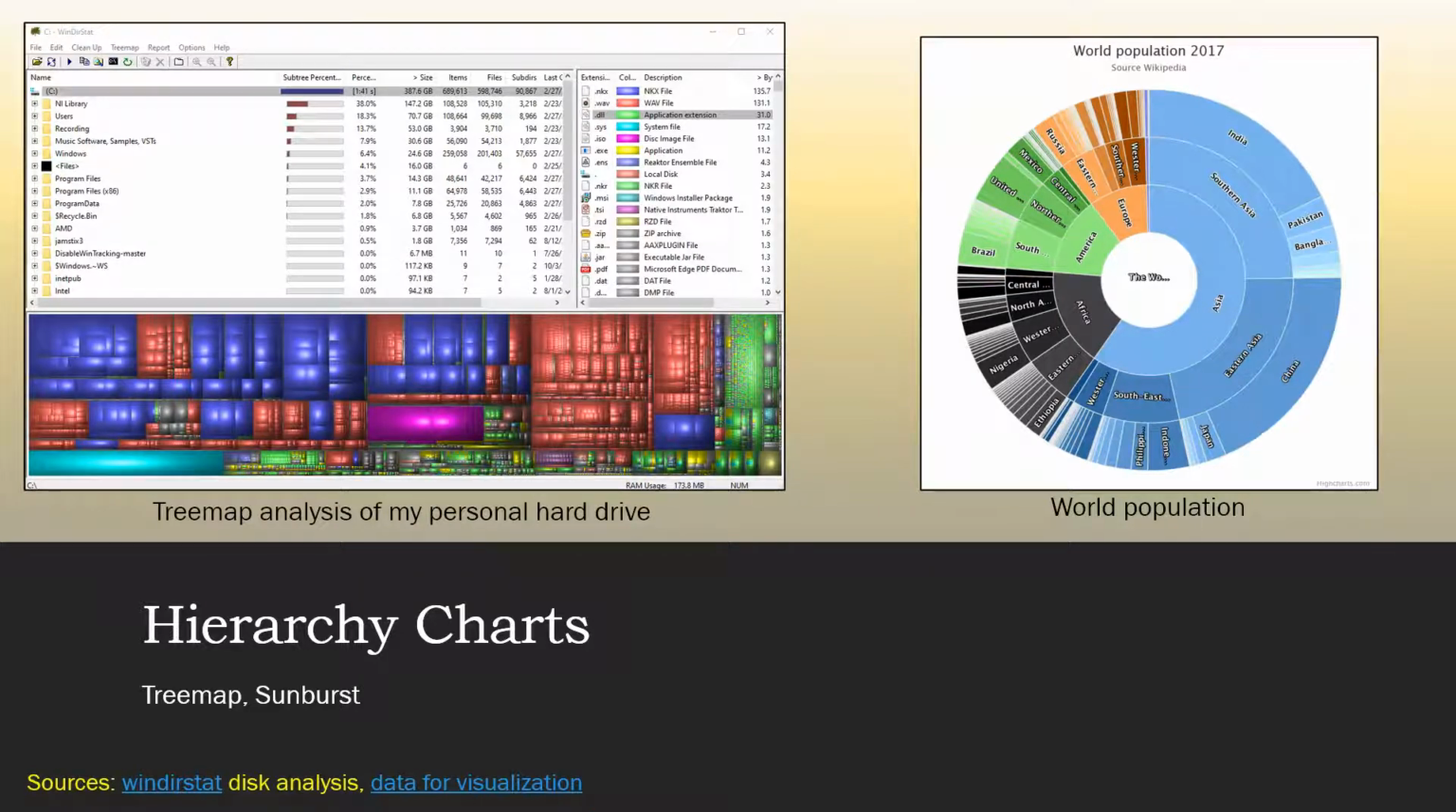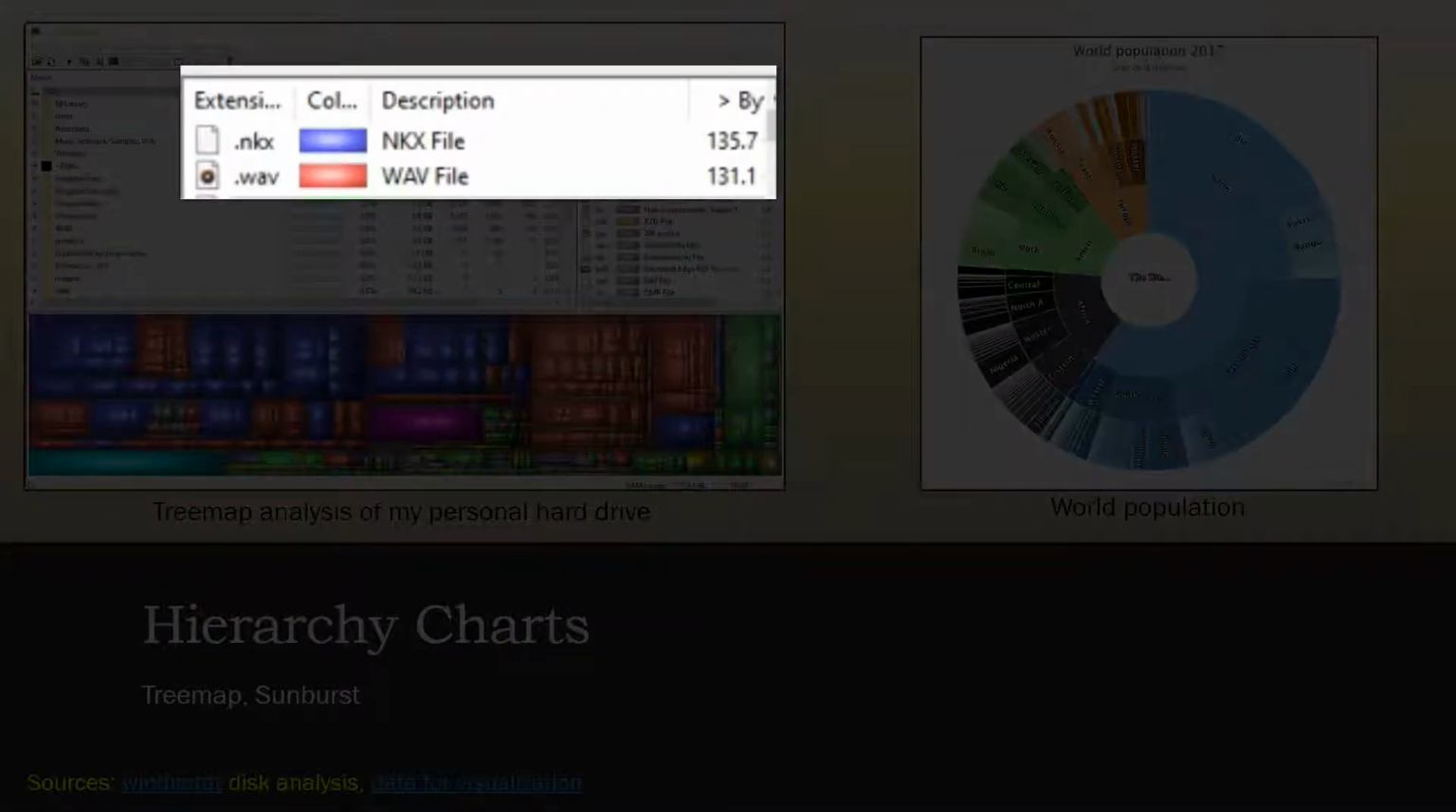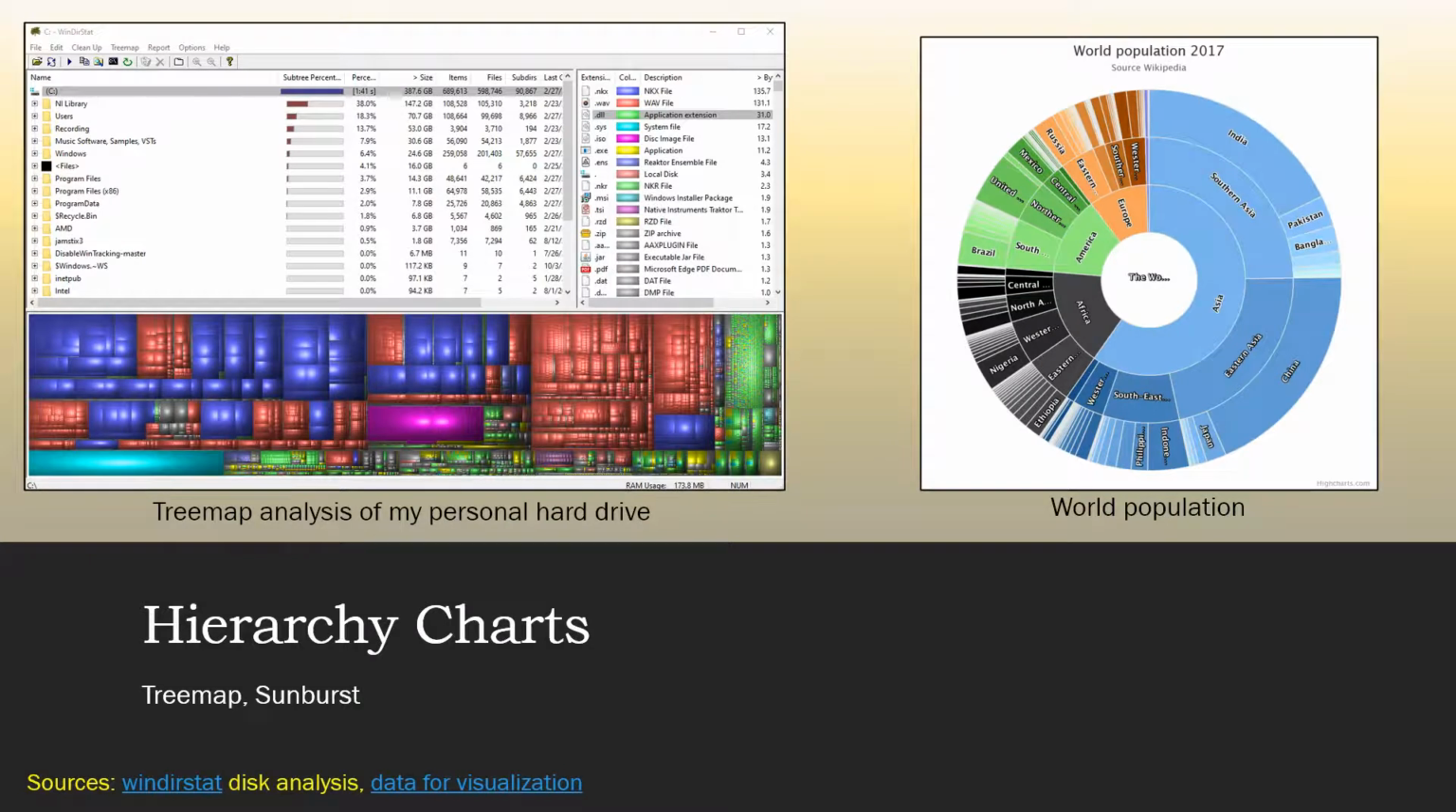Hierarchy charts are all about showing types and subtypes. We have a tree map on the left, which comes from freeware called WinDirStat, that's Windows Directory Statistics, and it will analyze your hard drive for you. It's been around for a very, very long time. And you see a lot of that bluish purple color. If you look on the top right of that photo, that's an NKX file, that's a sample file. So I've got all these sample files because I make so much music. I've recorded a lot of samples on my own. I've purchased many samples so I can use them to create music.